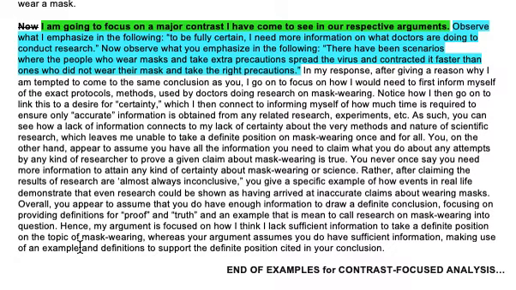Hence, my argument, and they're talking about the argument that they are analyzing, the one that they did during Unit 1, not the present one, that is the argument about the arguments. Hence, my argument, the original response, is focused on how I think I lack sufficient information to take a definite position on the topic of mask wearing. Whereas your argument, so again, a great transitional phrase that shows that they are going to indicate a contrast with respect to what their peer thinks or their approach or how they handle the topic, assumes you do have sufficient information, making use of an example and definitions to support the definition cited in your conclusion.